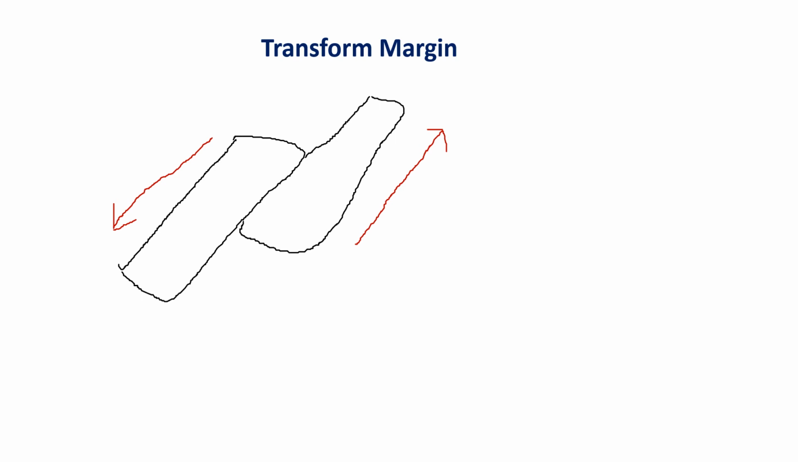Now, the transform plate margin is sometimes called conservative because there is no continent created or destroyed. The main thing to know here is that we will have earthquakes. Earthquakes happen at all plate margins, but the most noticeable ones happen at the transform plate margin. And I'm pretty sure you guys have heard of the San Andreas Fault in California.